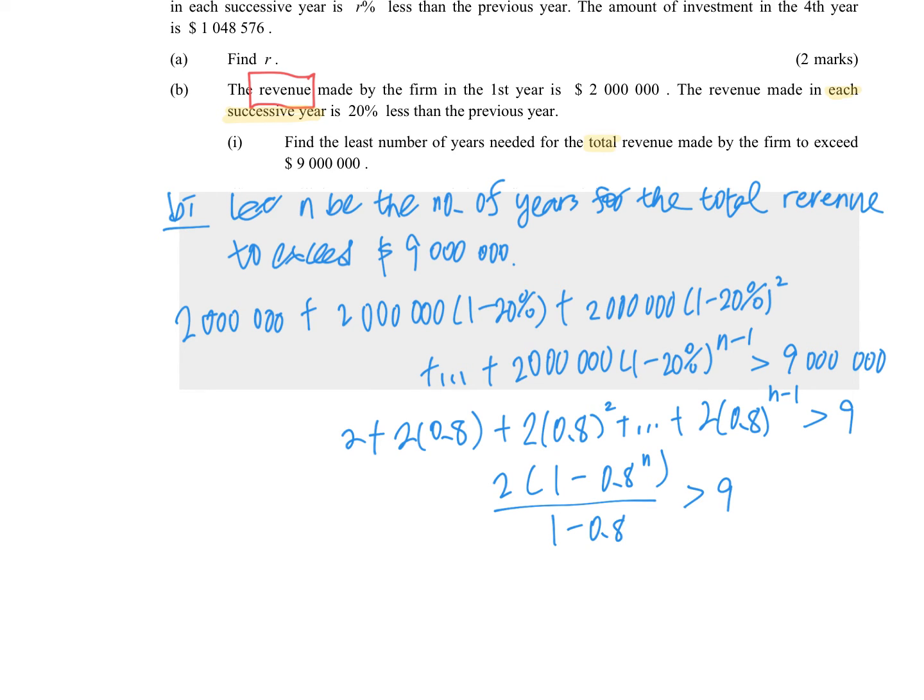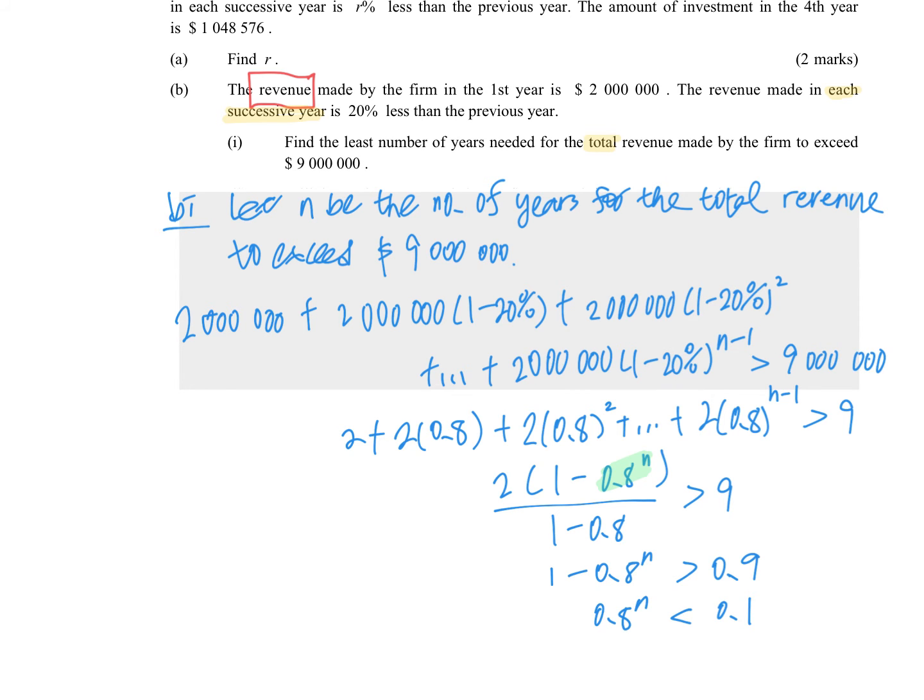And then we try to make 0.8 to the power of n the subject. How? First of all, 2 over 0.2 becomes 10, and then we divide both sides by 10. In that case, 1 minus 0.8 to the power of n would be bigger than 0.9, and then 0.8 to the power of n would be less than 0.1.